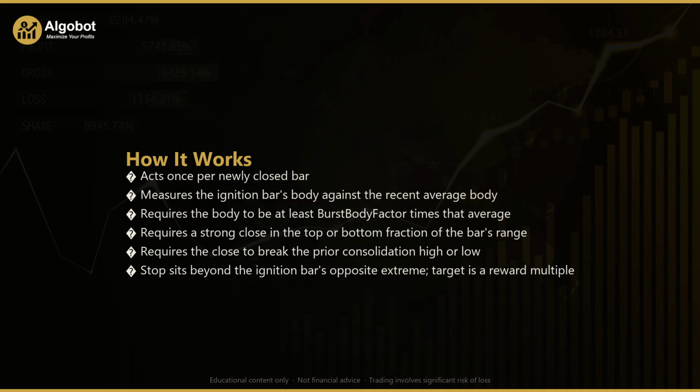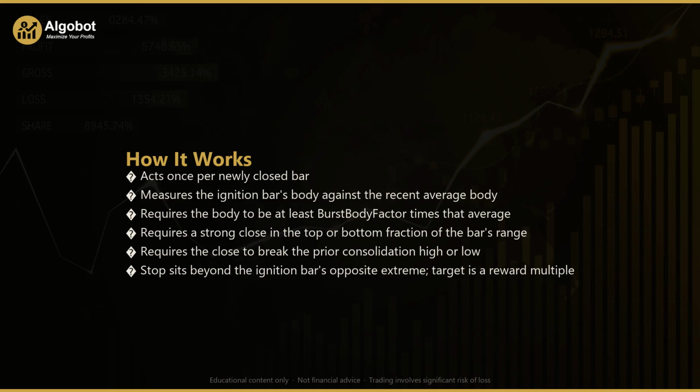Now the real work begins. The expert advisor measures the body of the just closed candle. That's the distance between its open and its close. Then it calculates the average body size over the previous bars, defined by the body average lookback setting. For this to count as a genuine ignition, the new body must be at least the burst body factor multiplied by that recent average. In plain English, the candle has to dwarf the bars around it. Next, the strategy looks at where the candle closed within its own range. For a long signal, the close must land in the top fraction of the bar, controlled by the close location setting. This demands real conviction rather than a candle with a fat rejection wick.